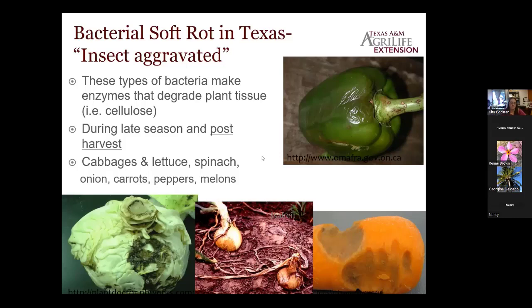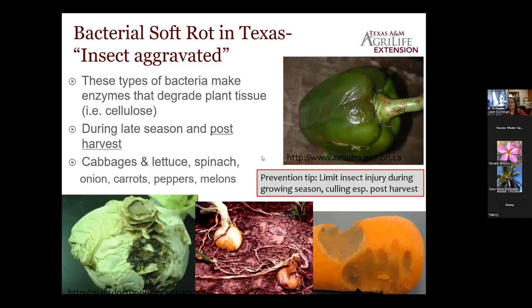Now, in terms of prevention, we want to focus on preventing insect injury later in the growing season in particular, but throughout the whole growing season. And we really want to focus on strict culling or removal of symptomatic plants post-harvest before it's going into storage. Because if it goes into storage with others, it will contaminate them all, and then you'll have a whole batch that's spoiled.